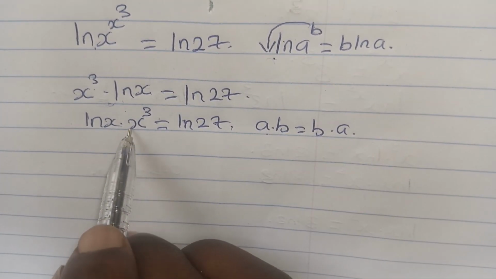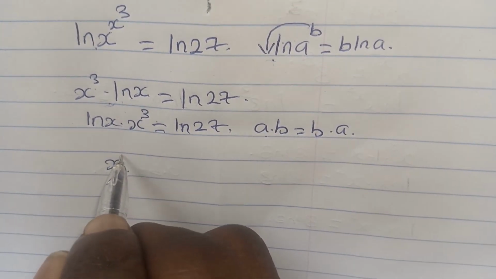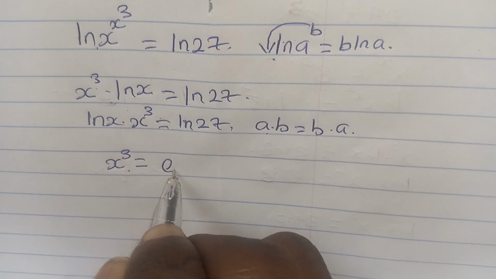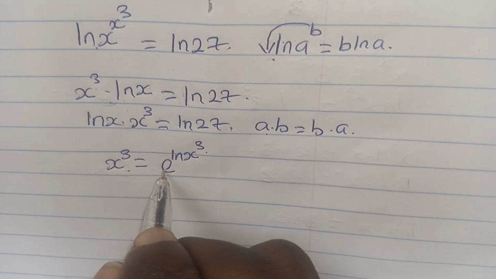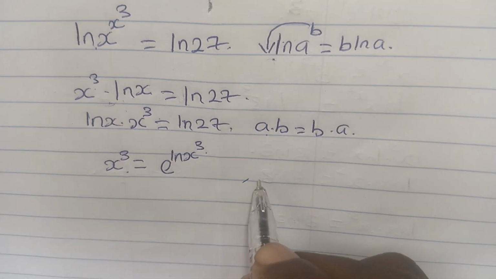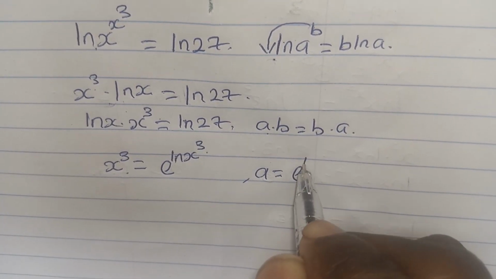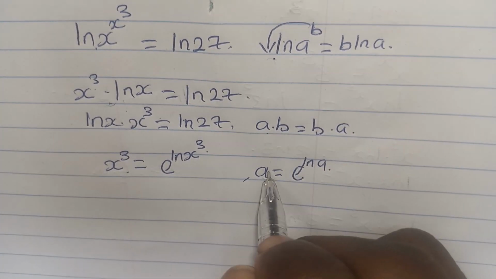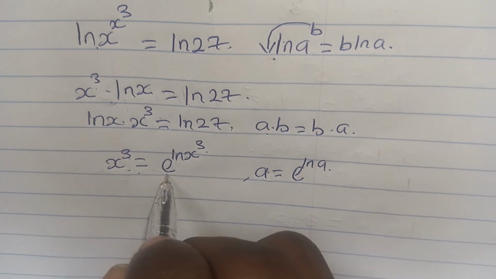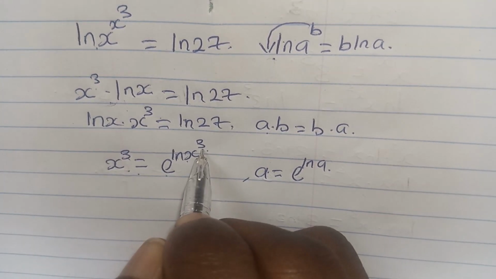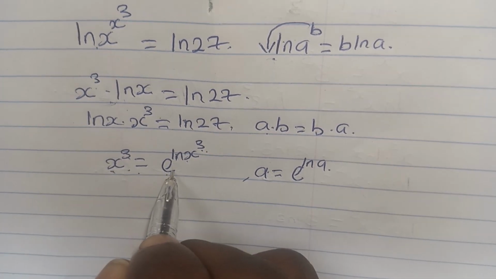So we can write x to the power of 3 as equal to exponent of ln x to the power of 3, because the exponent will cancel the ln. If we are having a, it is equal to exponent of ln a. So this principle is what we actually applied there. So x to the power of 3 is equal to exponent ln x to the power of 3. So wherever we see x to the power of 3, we can substitute this into it.